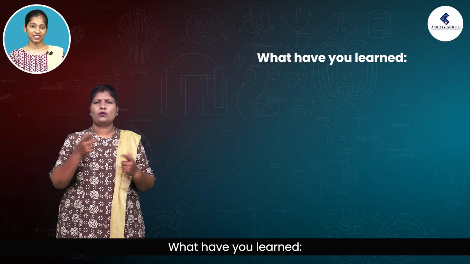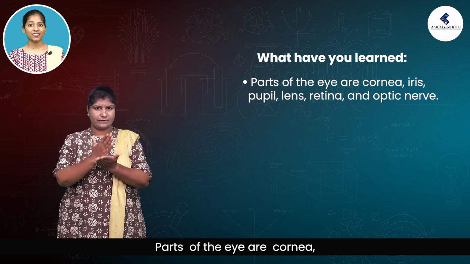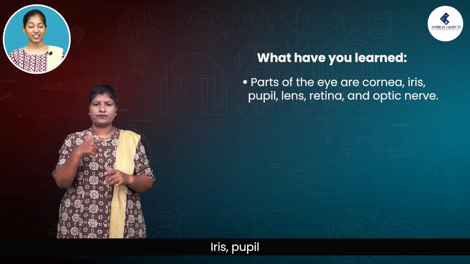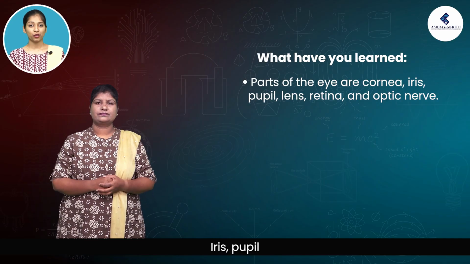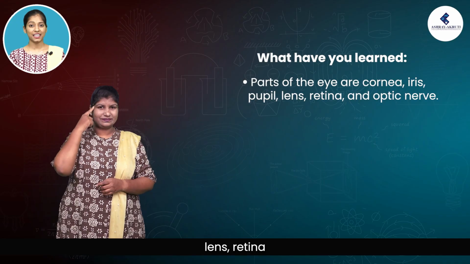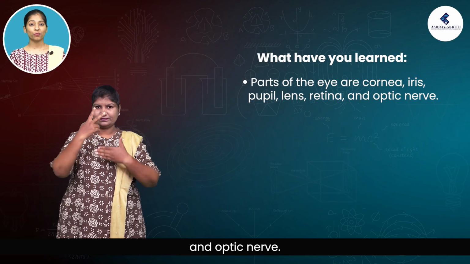What have you learned? Parts of the eye are cornea, iris, pupil, lens, retina, and optic nerve.